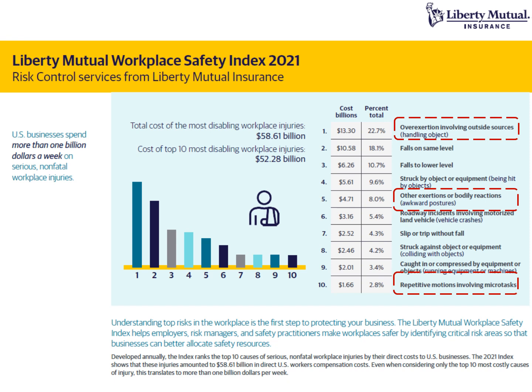In this case, you might notice that of the 10 most disabling workplace injuries, 3 of them are ergonomic. Number 1, the most expensive workplace injury per Liberty Mutual, is overexertions involving outside sources, like handling or lifting an object. That was 22.7% of all disabling workplace injuries, representing a cost of, well, I can't really see that, like 13.3 billion, I think it says. The number 5 most costly workplace injury category was other exertions or bodily reactions, such as awkward postures. And number 10 was repetitive motions involving microtasks.